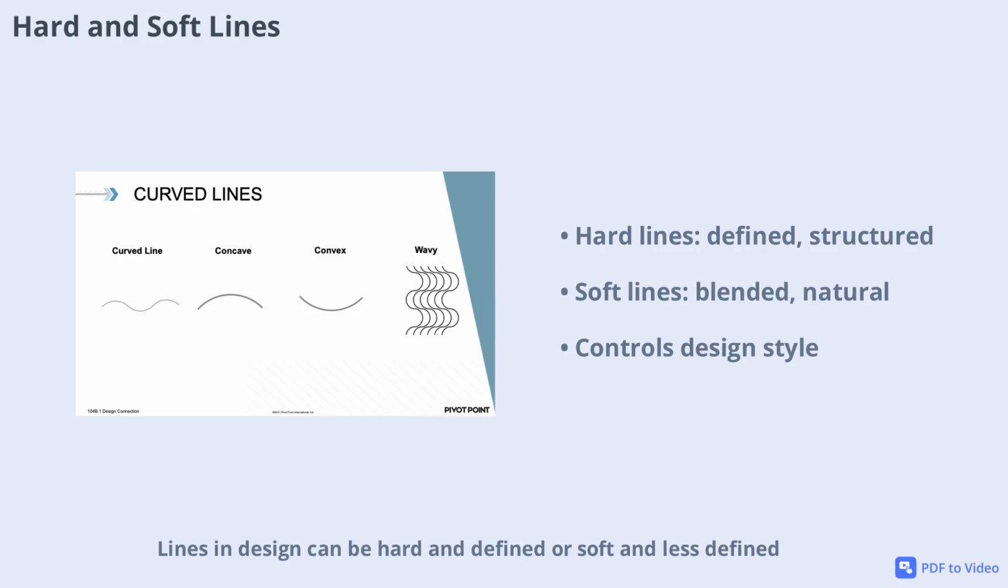Lines in design can be hard and defined or soft and less defined. Hard lines, like lineups and perimeter lines, create strong boundaries and structure. Soft lines, such as those in a fade, are blended or blurred, giving a more subtle and natural look. Knowing when to use each type helps you control the mood and style of your designs.